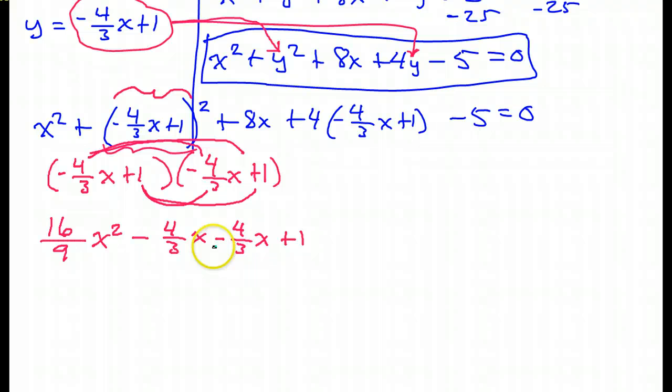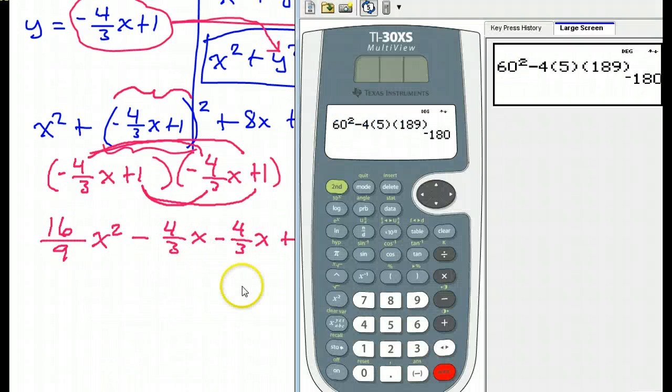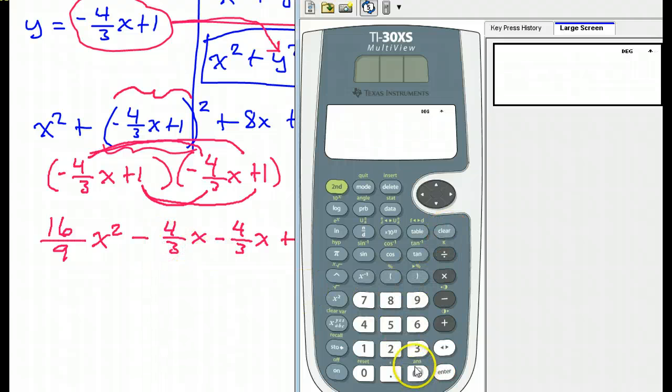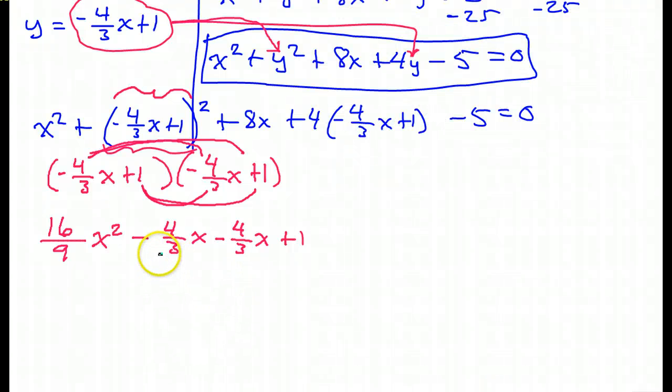Okay, I can put these together. And I know this is going to be negative 8 over 3. If you don't know where I'm getting that from, then you can just use your calculator. Negative 4 over 3 minus 4 over 3. So that's negative 8 over 3, when I put these together.